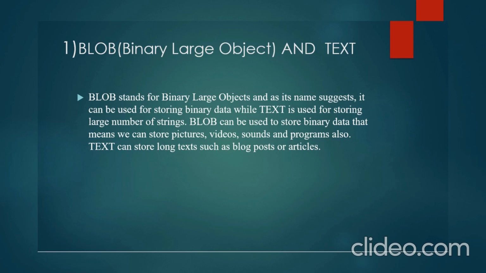Blob stands for binary large object. It stores binary data. And text is for storing a large number of strings. The binary data are pictures, videos, sounds, and programs, which come under the blob data type. So we can store pictures, videos, sounds, and programs using the blob data type. And text is for storing long text such as, I told you, blog posts, articles, essays. In such cases we use the text data type for storing.